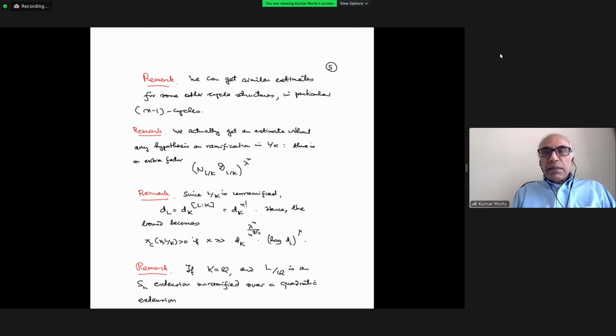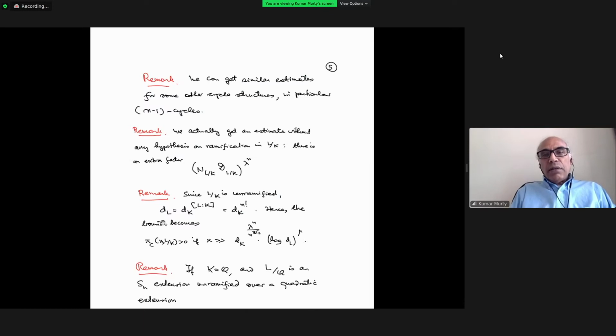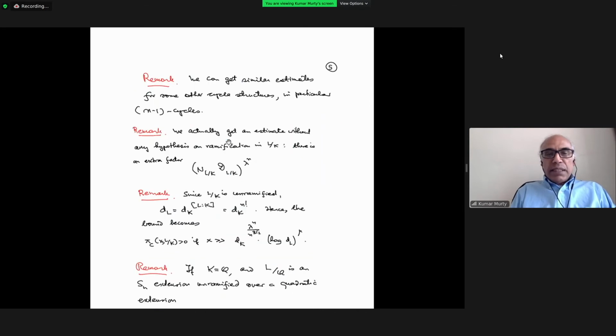So let me make some remarks about this. So first remark is that, well, we're looking at n-cycles. We can do it for some other conjugacy classes as well. For example, we can do it for n-1 cycles. Here you see there's a hypothesis about this unramified thing. You may wonder why we put that in. That's because if you don't put it in, you get a factor that I didn't like very much, involving the ramification. I think it shouldn't be there, but at the moment it is.